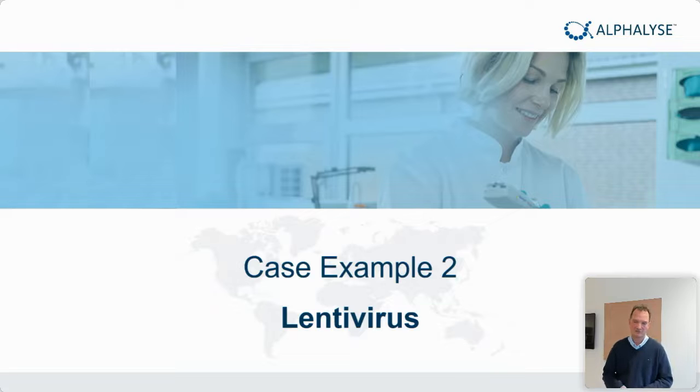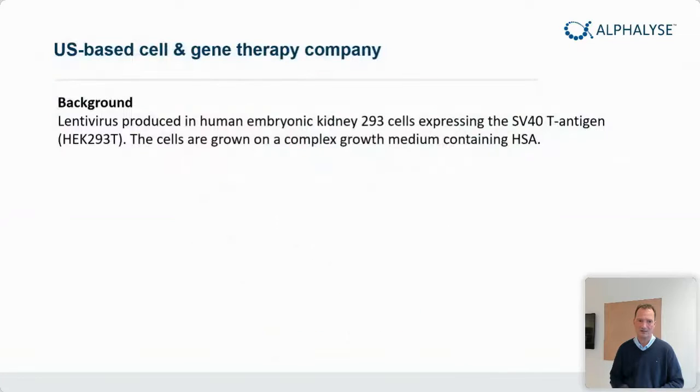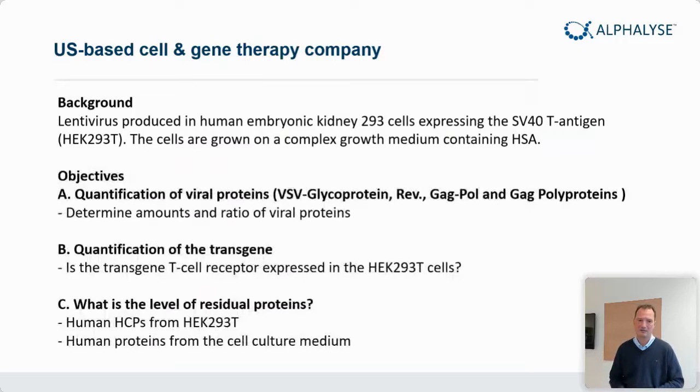Case example number 2 is from lentivirus. Here the case is that the virus is grown on HEK293 cells, and they are grown on a complex growth medium containing human serum albumin. The objectives are again to quantify the different viral proteins from the lentivirus, and determine the amount and ratio of different viral proteins. Also, this client asked us if we could look for the transgene. It's a T-cell receptor expressed in humans, and they also asked if it's expressed in the HEK293 cells. And thirdly, what is the amount of residual proteins?